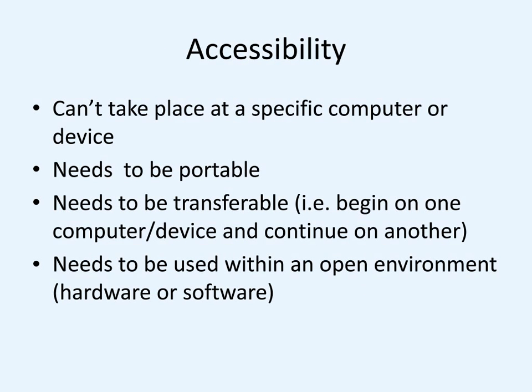When we talk about accessibility, it can't take place in the classroom at a specific computer or device. It just doesn't work. Our students are too mobile. How do you work in a collaborative environment with fellow students when you have to be sitting at a specific computer or be in a specific room? Accessibility needs to be portable, and it always used to be only on a specific computer or a specific device. It needs to be transferable, meaning I need to be able to start something on one computer or device and then I need to be able to go home and continue working on it, on what I have at home.